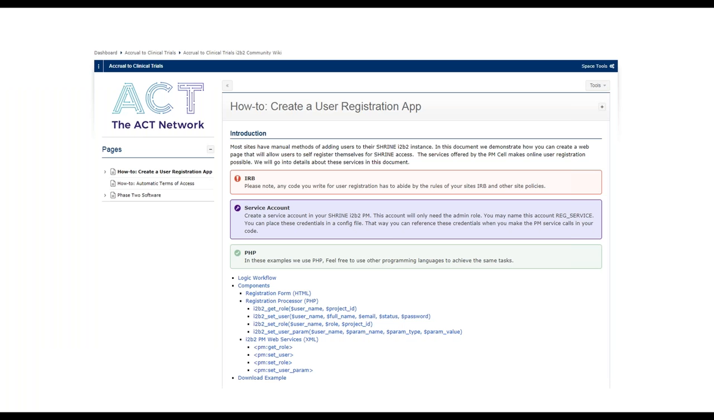So here's a screenshot of the wiki that shows you how to create this, and it's publicly available. We go over the XML signatures of the request and response of all the service calls needed to get a user registered. We also give code snippets of PHP for calling those services. And we have a download example as well, fully working. It comes with a configuration file where you configure your PM cell URL and other things like that. It will work if you have PHP installed and a Shrine web client. There's no extra software needed.